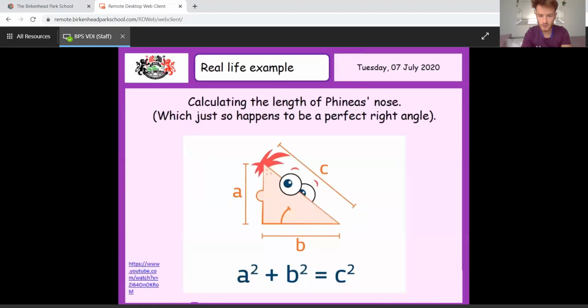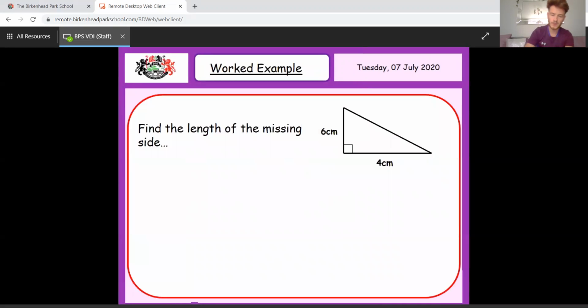So a quick worked example. Find the length of the missing side. We've got a right-angled triangle there. We've got 6 centimetres and 4 centimetres. I'm going to go through this one with you. So label your sides A, B and C. A and B can be the two that we know. C is the side opposite the right angle, which is the one we're trying to work out.